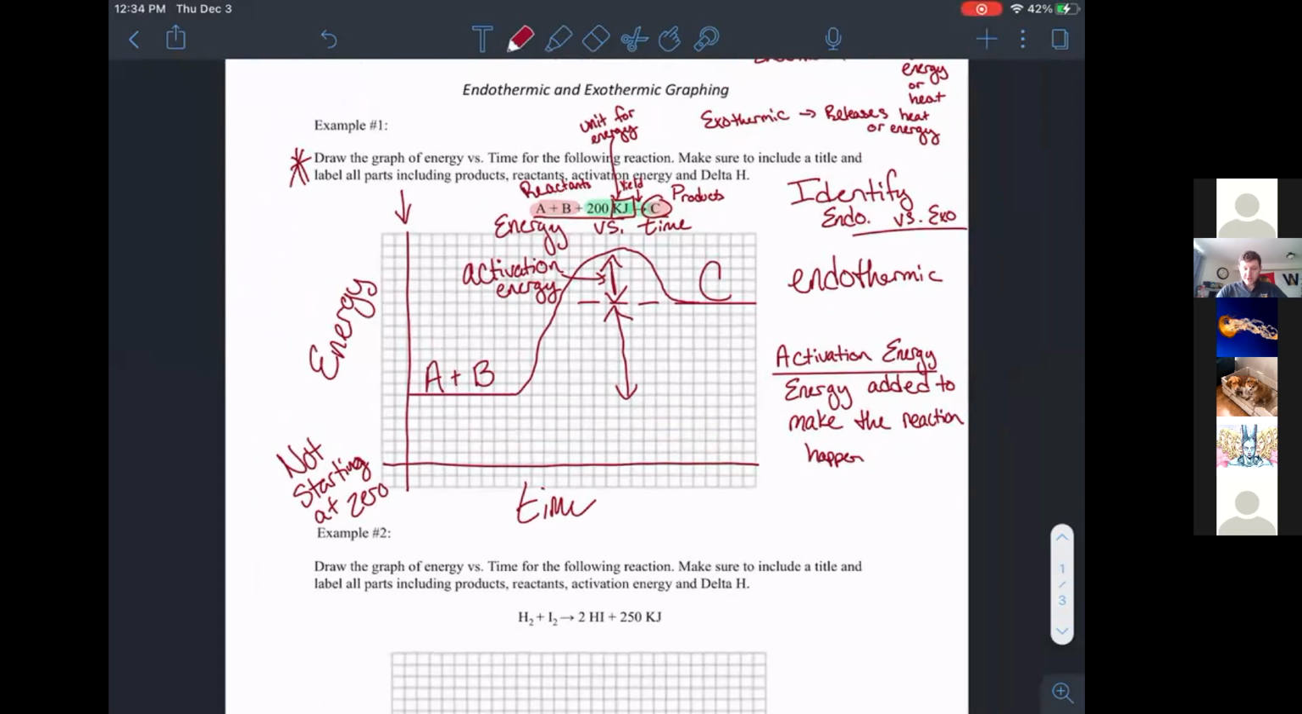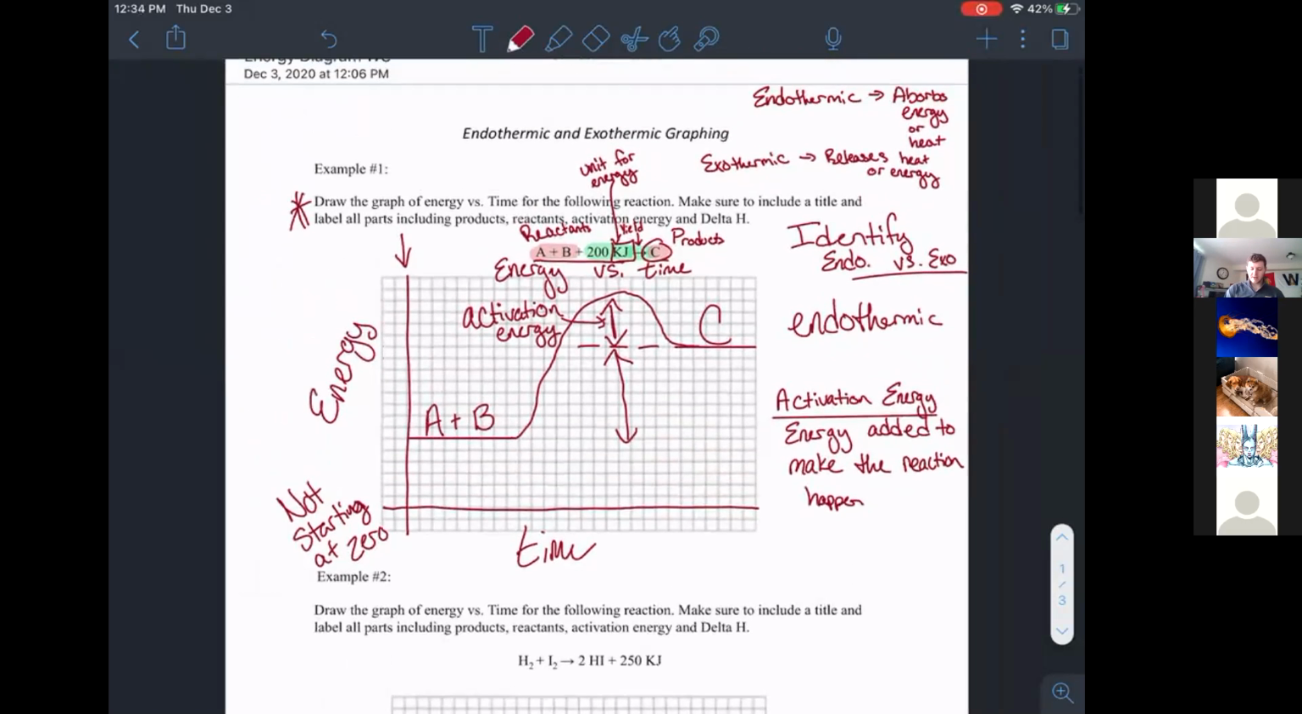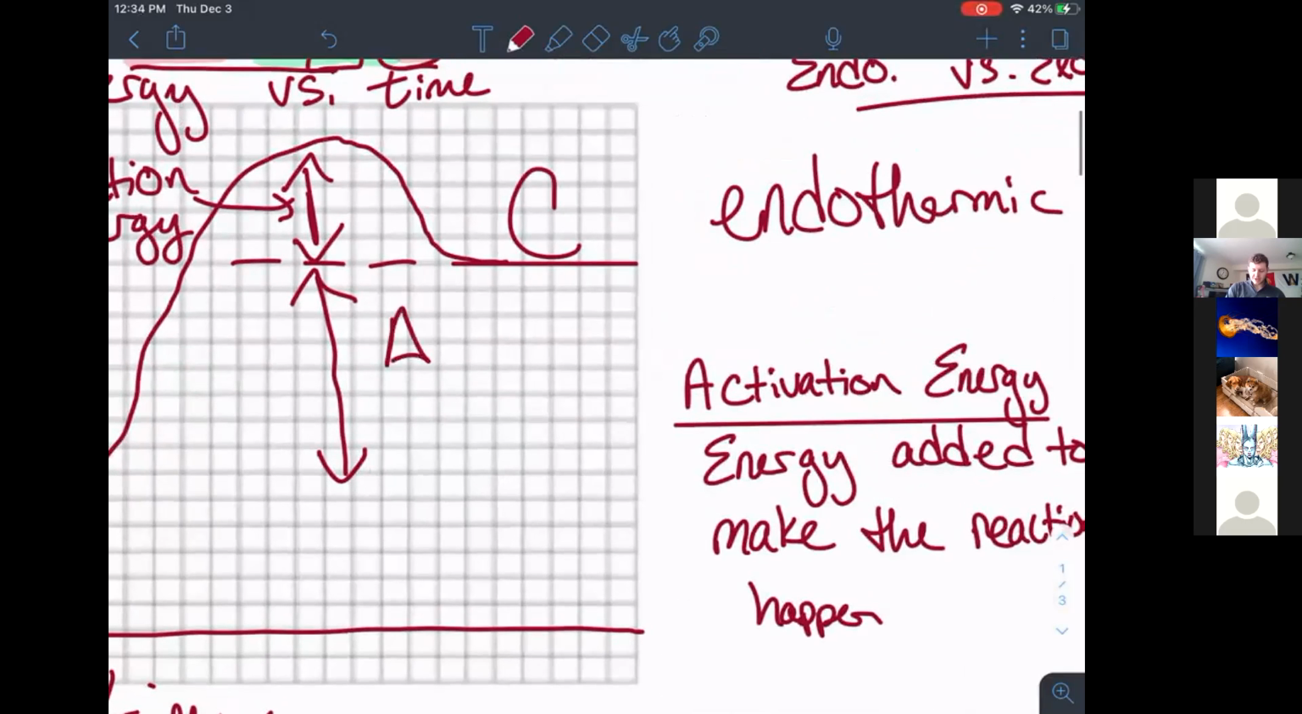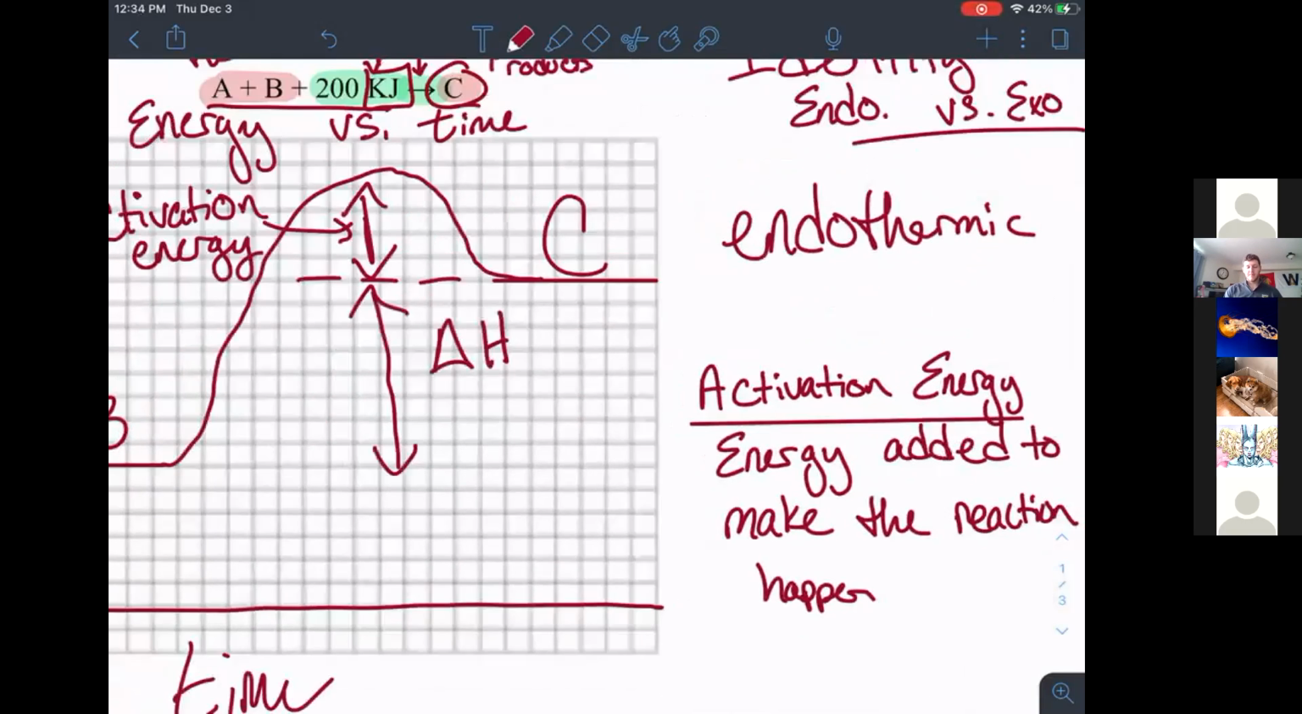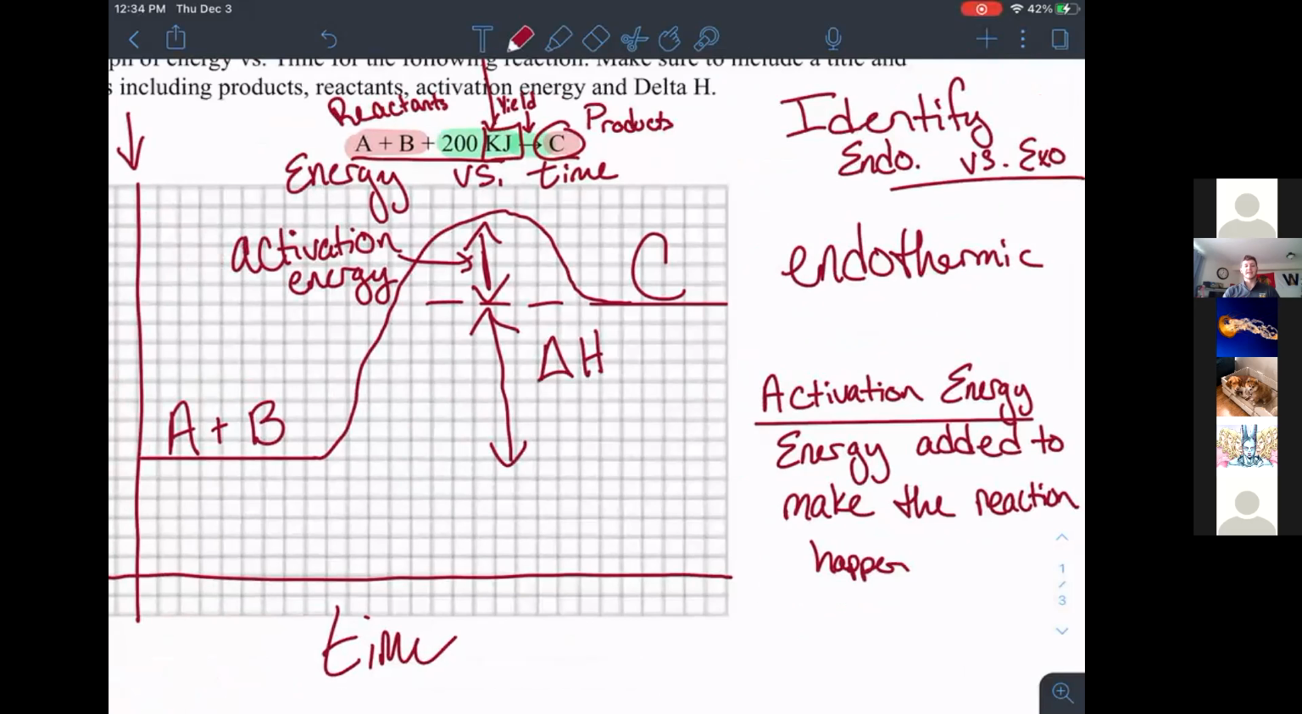If that little section that's past our products is our activation energy, the rest of that must be the energy that we either absorbed or released. So it's that delta H, that change in energy between our products and our reactants, the energy we absorbed or released. So is this energy absorbed or is this the energy released here?